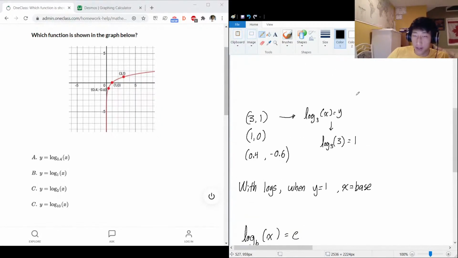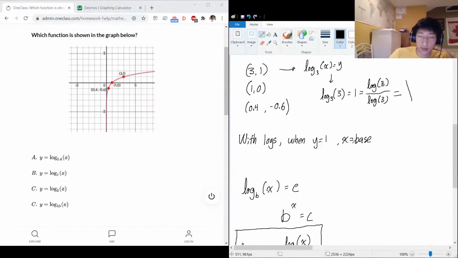So given that, let's see if 1 is equal to log of 3 divided by log of 3, which is the base. Would you look at that? We got the same thing on the top and bottom, meaning that they're going to divide out and equal 1, which is exactly what we were expecting. So we know that our answer has to be C, log base 3.